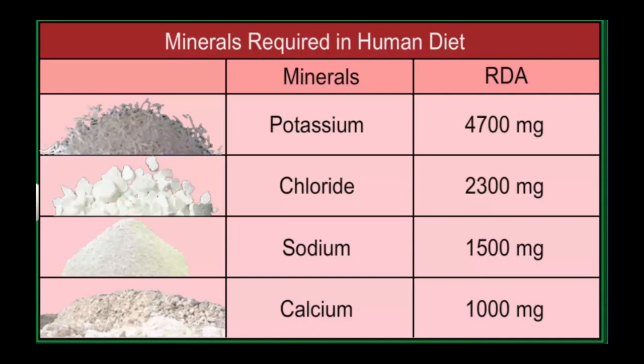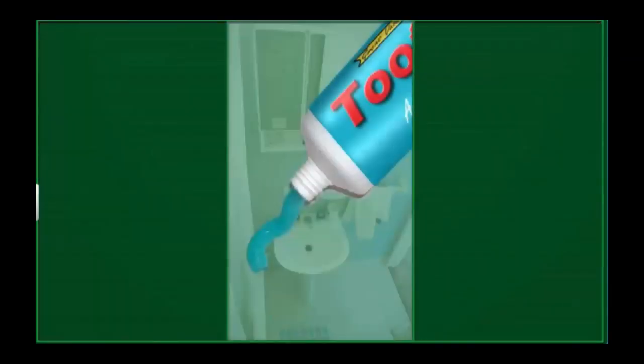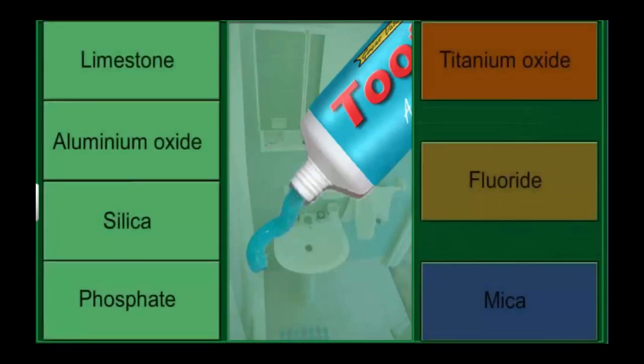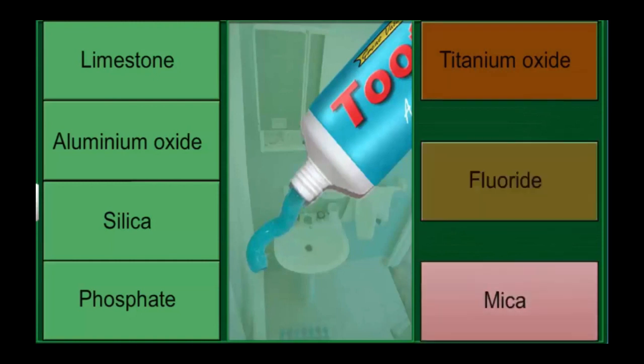You will be surprised to know how many different minerals you use in everyday activities. For example, brushing your teeth. The toothpaste you use contains limestone, aluminium oxide, silica and phosphate minerals for cleaning, titanium oxide for its white color, fluoride to prevent cavities, and mica for sparkle.